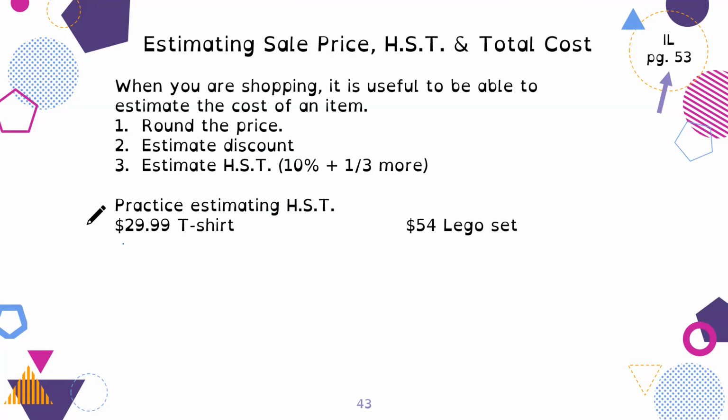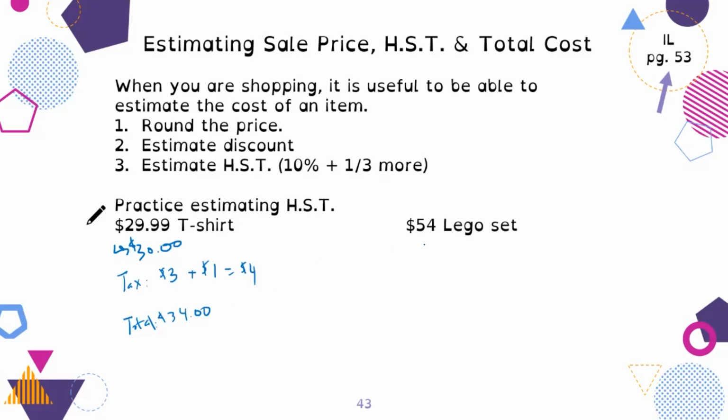So for this one, we're just practicing estimating the HST. So we have $29.99 for a t-shirt. I'm going to round that price to $30. So then the tax is going to be, well, 10% of $30 is $3. And a third more of that, a third of $3 is $1. So the tax is going to be $4. So the total is going to be about $34. And if you go through and calculate that exactly, you're going to get something pretty close to $34.